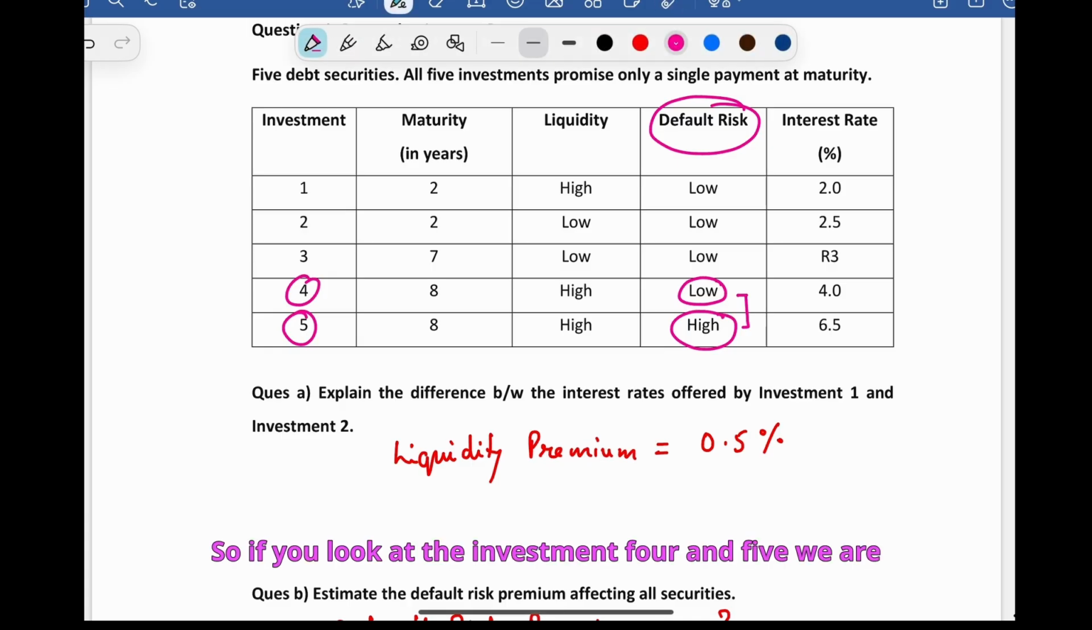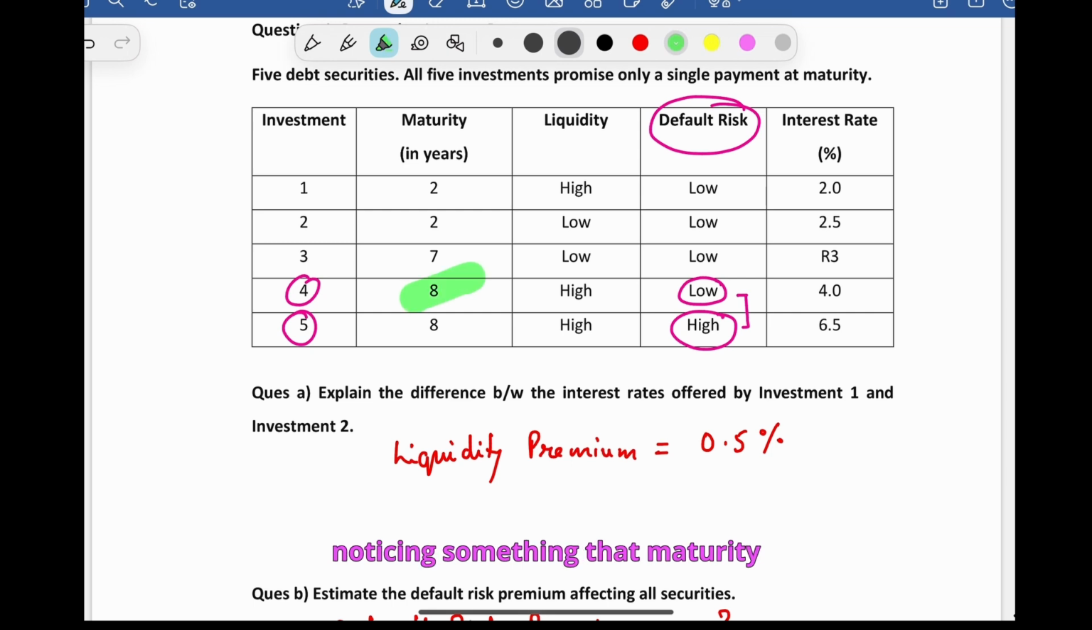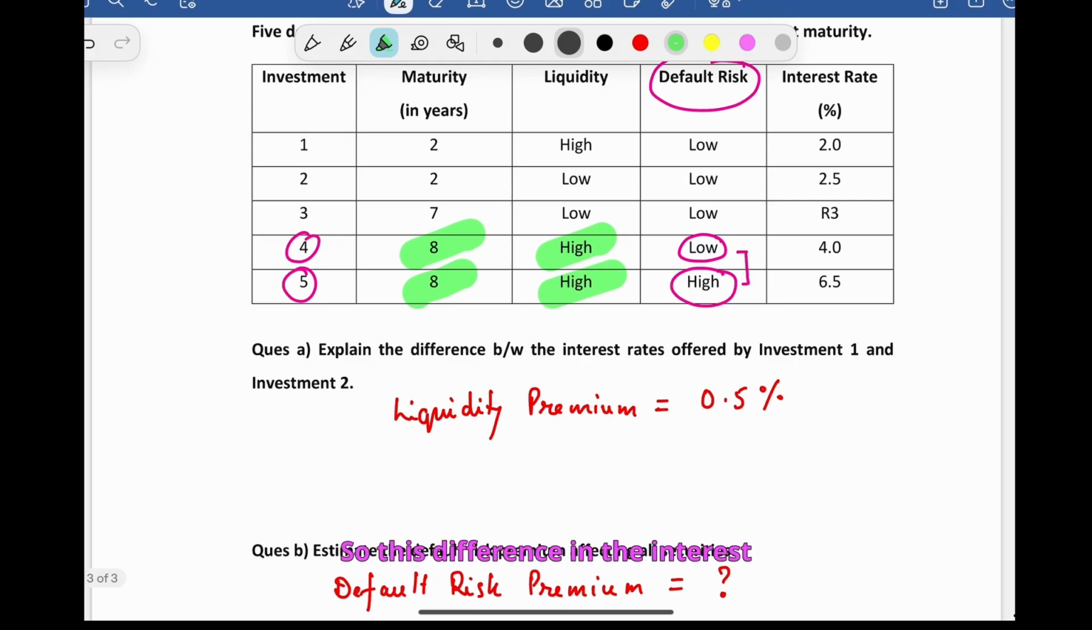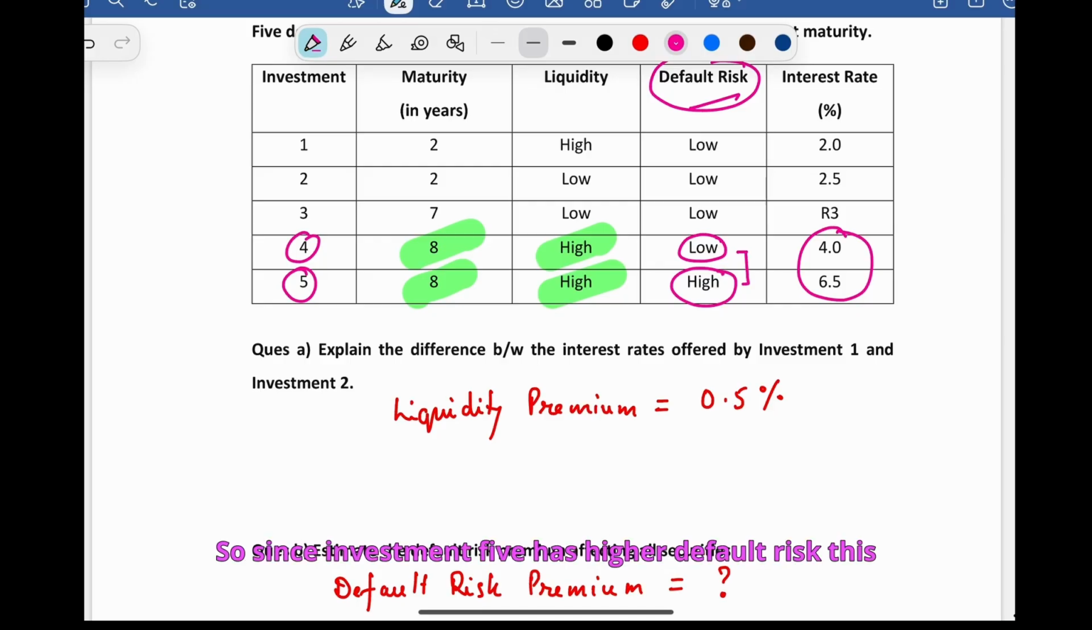If you look at investments 4 and 5, we are noticing that maturity is the same, the liquidity is the same. The only difference is because of default risk. So this difference in the interest rate is only because of the default risk. If the default risk is high, the default risk premium would also be high. Since investment 5 has higher default risk, this interest rate is high.